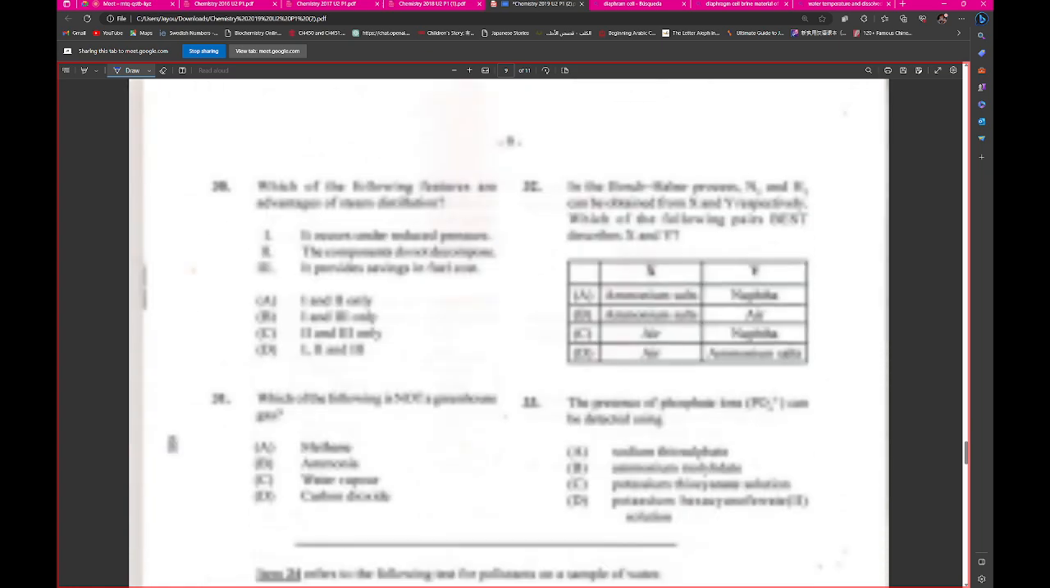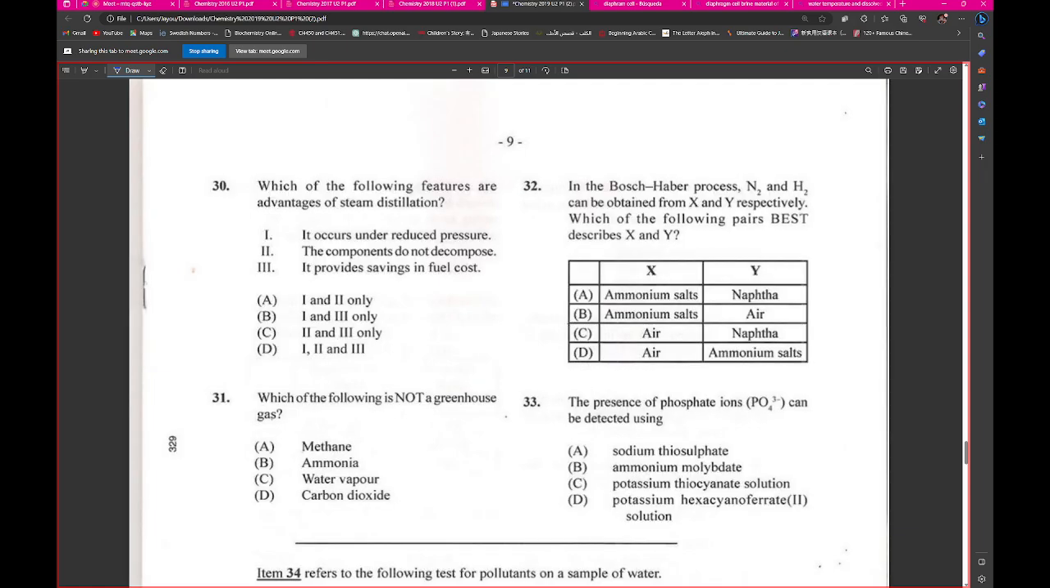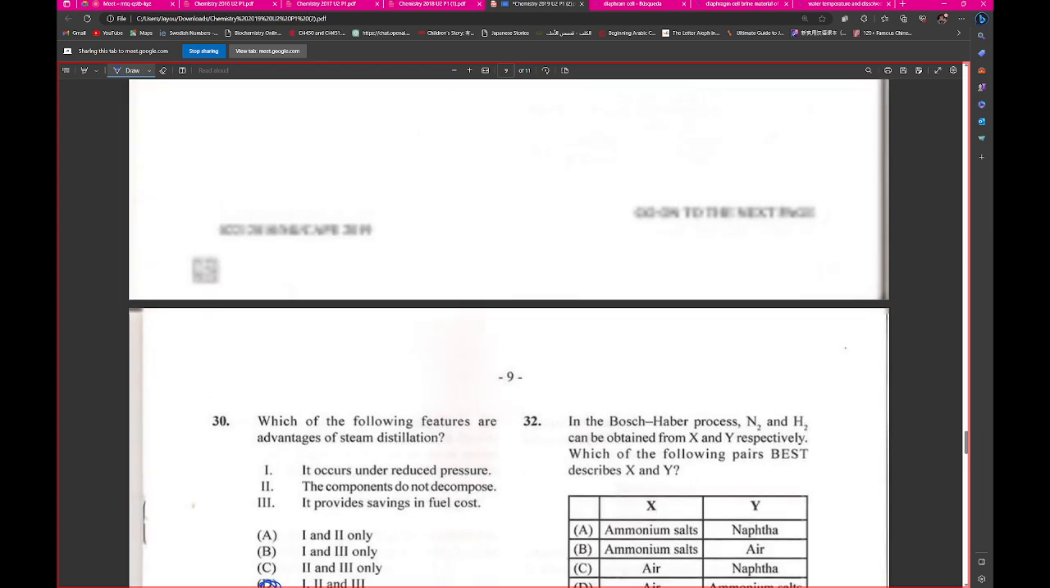Now let's look at this. So which of the following features are advantages of steam distillation? You guys went with all of them to be the answer, right? Agreed? Sir, go ahead. For 1 and 2, does polarity have to do with adsorbance?